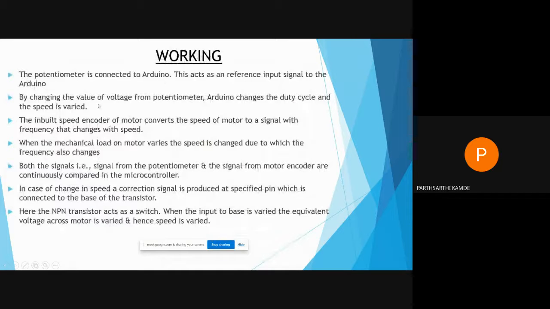Next, working. To generate the reference frequency, we use the potentiometer, and by changing the value of the potentiometer, we can change the duty cycle. We have made use of a speed encoder to count the frequency. Then when the mechanical load varies, the speed of the motor changes, and this is sent to Arduino to register the present speed. Here the NPN transistor acts as a switch. When the input to the base is varied, the equivalent voltage is varied, and hence the speed is varied.